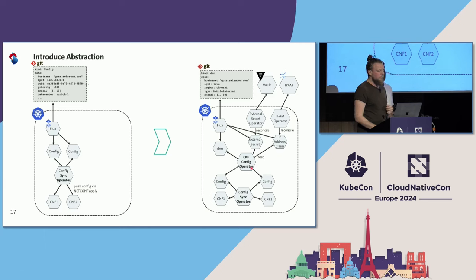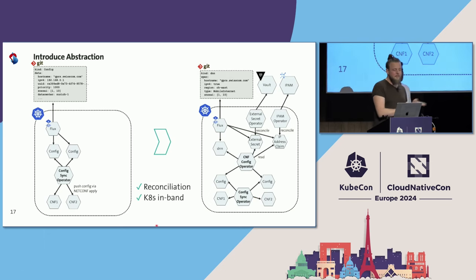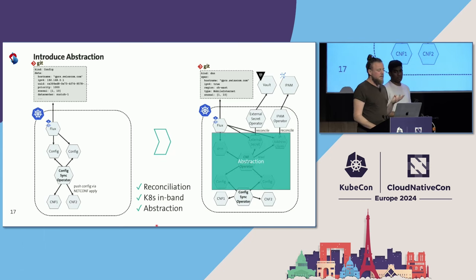And then we introduce a CNF config operator, which basically assembles these resources and, based on custom business logic, will be able to render a final config that can be consumed by the config sync operator I've shown earlier. So with that system, we now solved reconciliation and it's Kubernetes inbound. That was already there. But in addition, we now have abstraction using this CNF config operator.